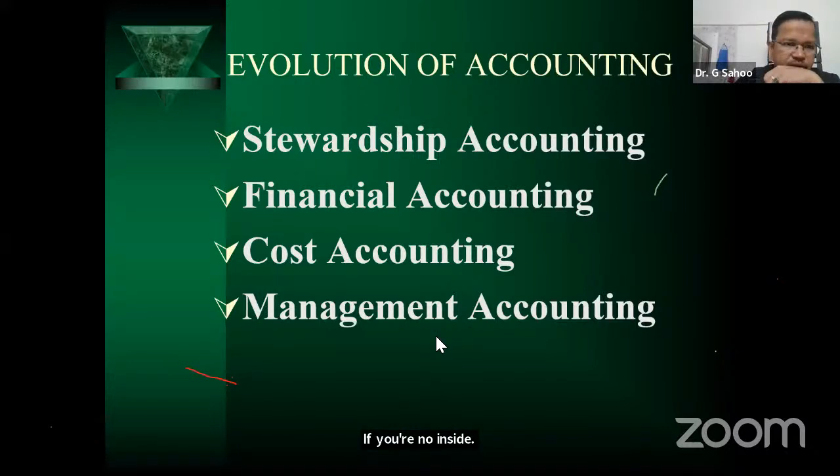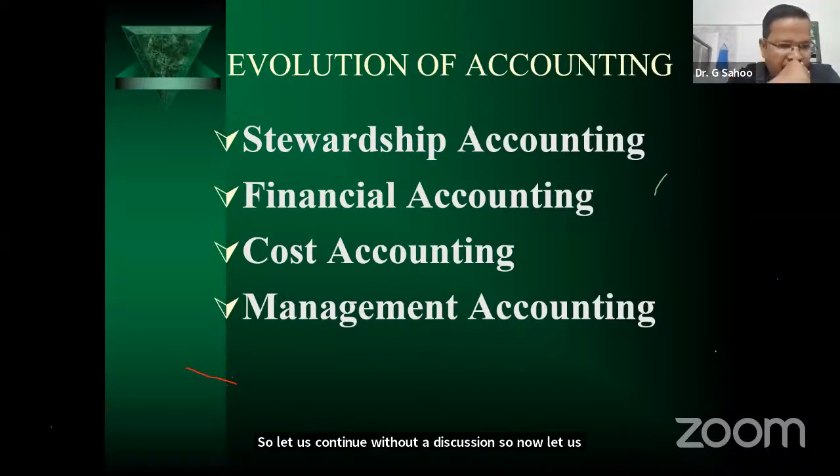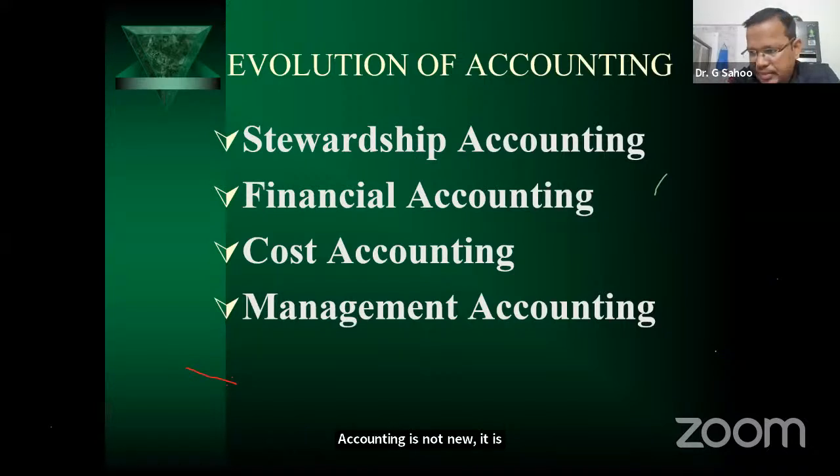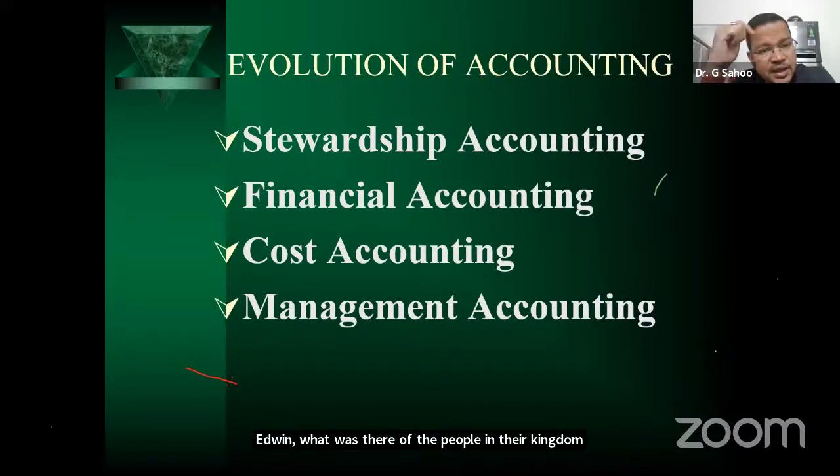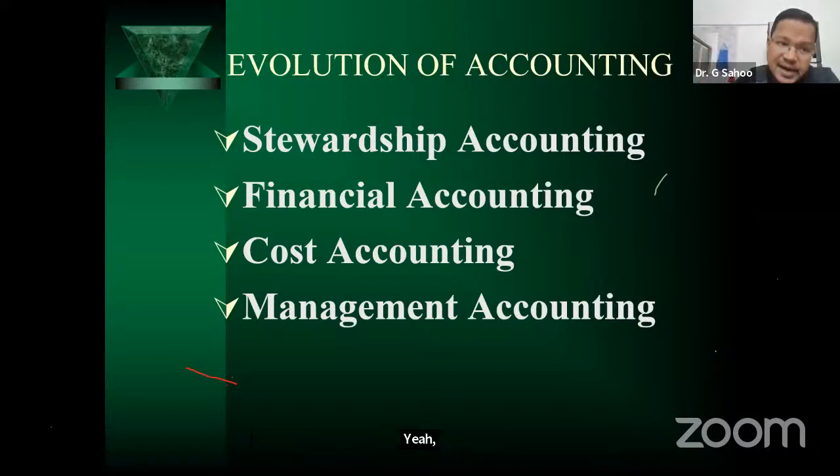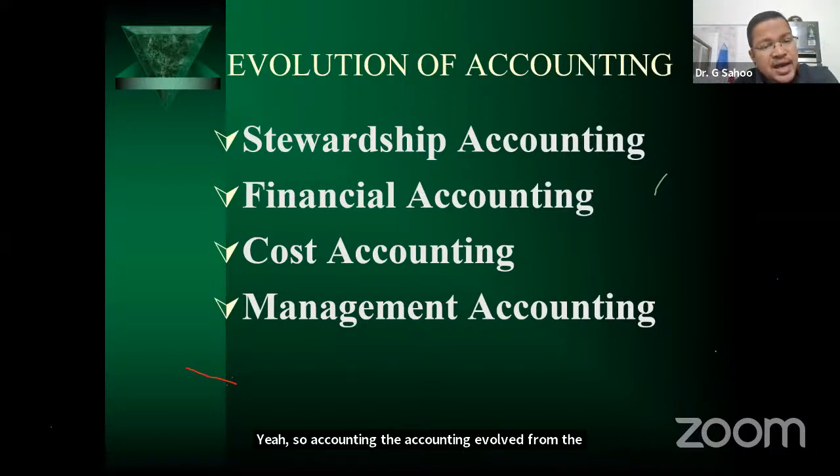Anyway, let us continue with our discussion. Now let us discuss the evolution of accounting. So dear friends, try to remember accounting is not new. It is as old as history. Because in old days, in the traditional era, the kings were also using various methods to maintain their books of accounts, because they collected various revenues, and these revenues were utilized by them for the welfare of their society and the people in their kingdom. So accounting evolved from the traditional era to the recent era. It has already changed a lot.